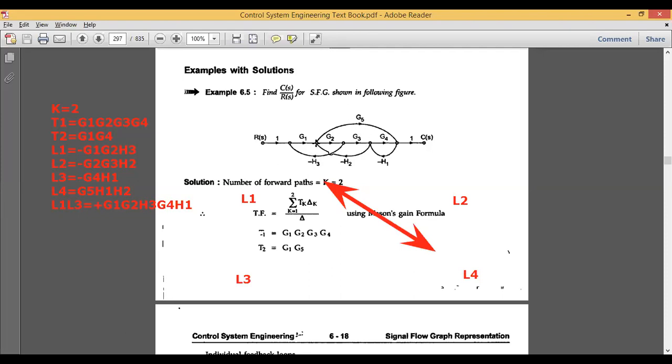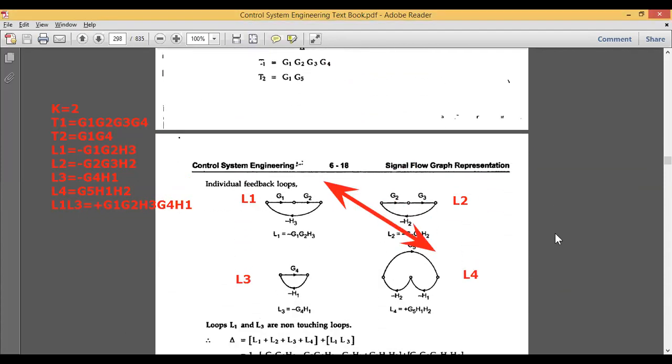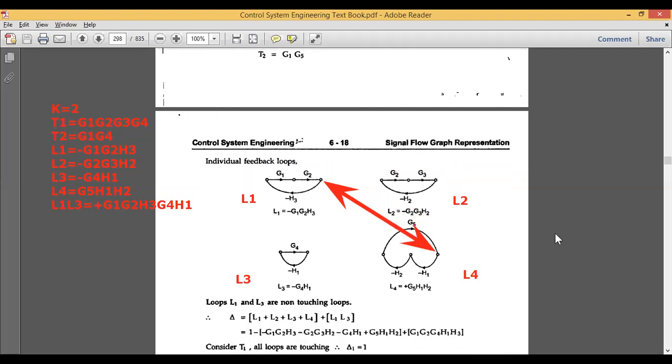In the fourth loop the middle point is getting touched. That is nothing but between G1 and G2. The point is getting touched. The node is getting touched. In the sense, the loop is getting touched with the first loop. So therefore, the reason is we cannot take that particular loop as a non-touching loop. It should be exclusively non-touching. The loop should not even touch a single node, a single point. It should not touch. So you should be very careful while solving the problem. Therefore we cannot take that particular loop as a non-touching loop.